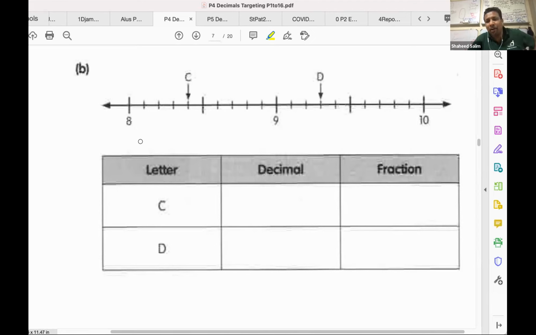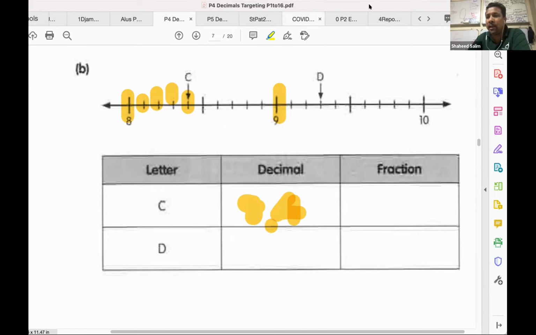Miss Amara got the answer for A. Congratulations to Puan Amara, who never gets angry. Amara is the only one who's very calm. So let us see now. How did Amara do it? This is 8. This is 9. C has not reached 9 yet. So it's 8 point something. So 8.1, 8.2, 8.3, and 8.4. C is 8.4.